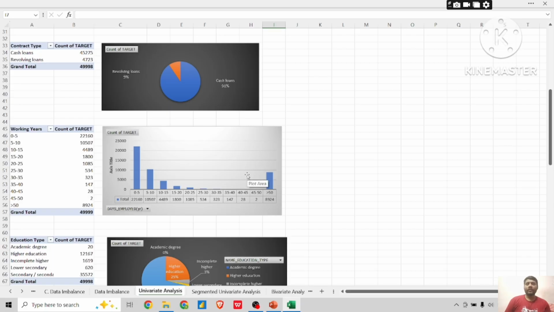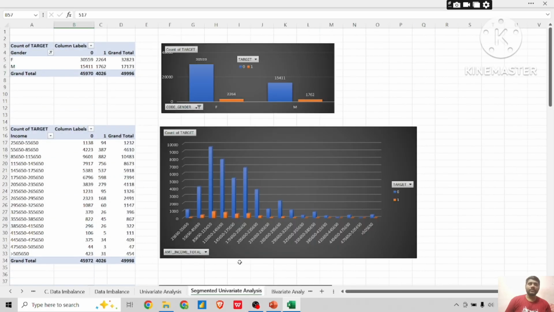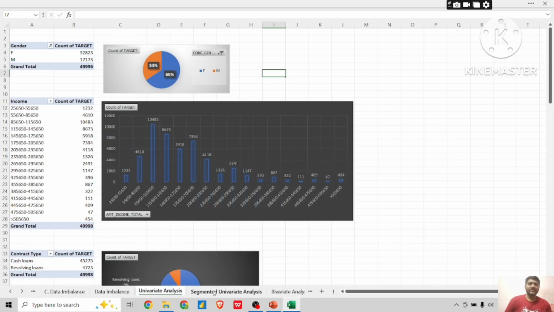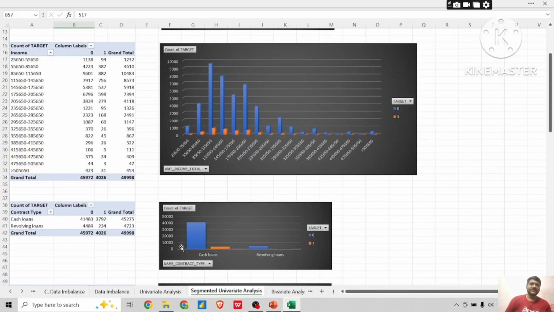Loan contract type. Lastly, let's look at loan types. About 91% of loans are cash loans and 9% are revolving loans like credit cards. This tells us that most applicants are taking a one-time loan, likely for a purchase or expense, rather than credit lines. Univariate analysis helps us understand the shape and spread of individual variables. These insights are crucial for identifying trends and planning risk in the loan approval process.